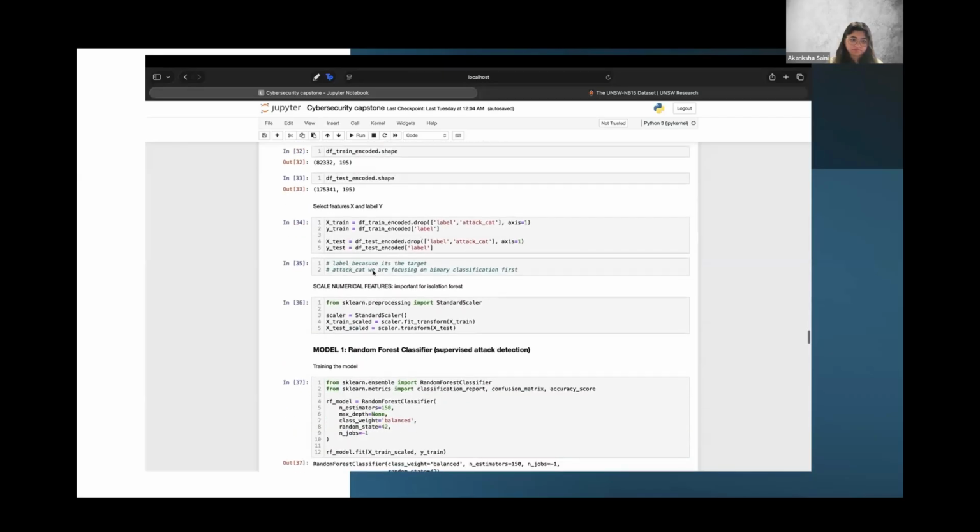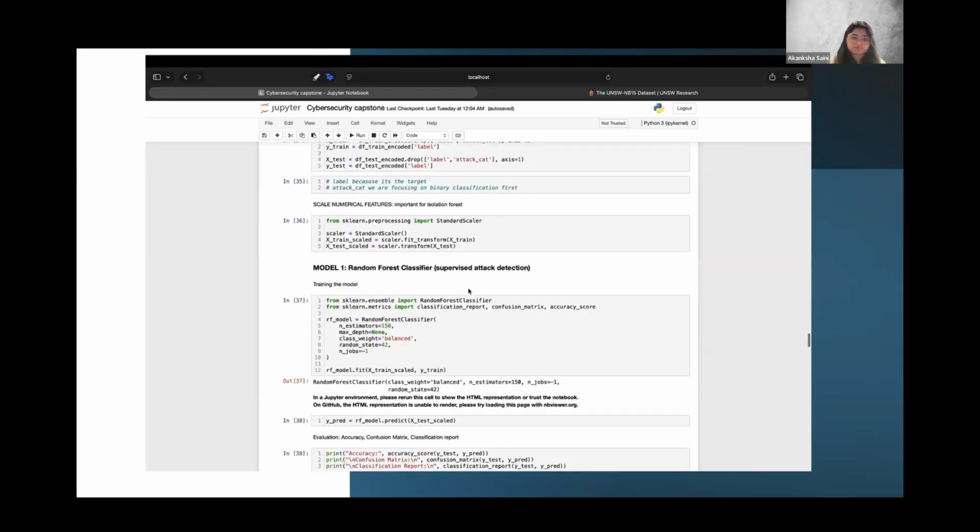And also here we applied a scaling feature. So we applied the standard scaling as it normalizes the data so that the features with huge numbers like bytes do not overpower features with smaller numbers or values like TTL. So this step is mathematically required for our anomaly detection model, which is the isolation forest.